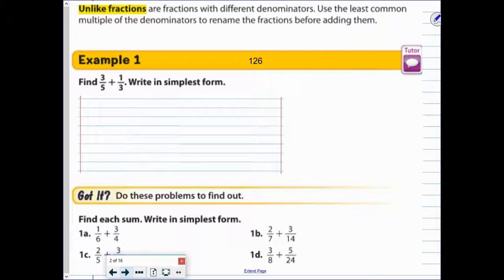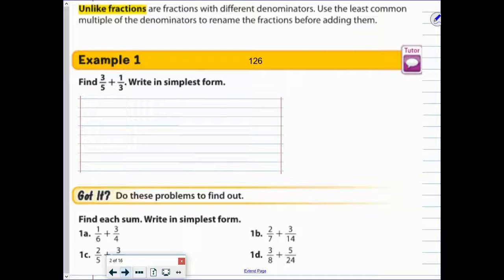So let's take a look at some examples. Again, it says unlike fractions are fractions with different denominators. Use the least common multiple of the denominators to rename the fractions before adding them. Well, there are three different ways that we can rename fractions with a common denominator, and it depends on the situation and the denominators that we have that determines how we are going to rename them. And I'm going to show you an example of each of those three.